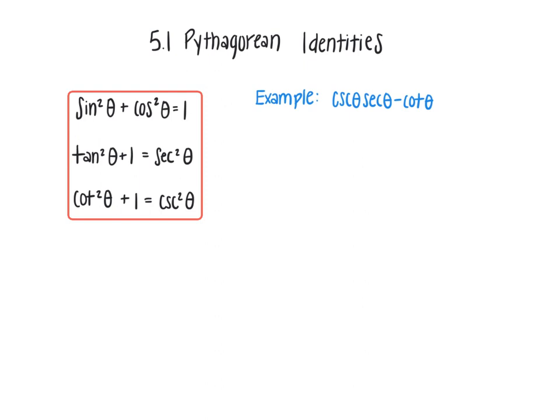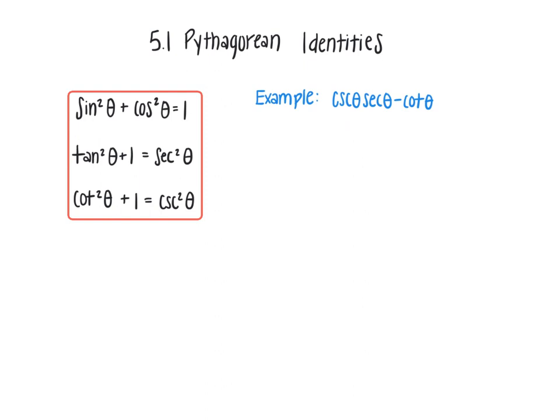So the goal is the same as it was in the previous video. What we're trying to do is simplify any expression given to us by using our identities. So far we have our reciprocal identities, our quotient identities, and now we have our Pythagorean identities. Looking at the problem at hand, there are no Pythagorean identities visible, right?